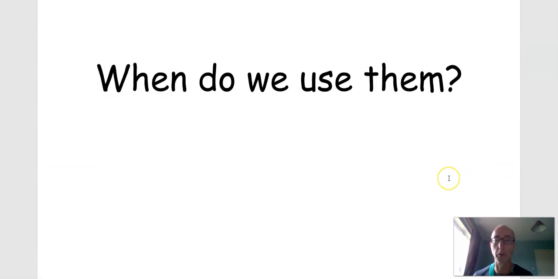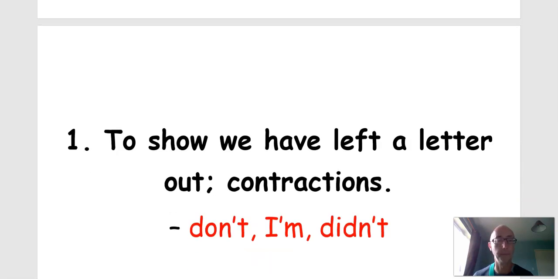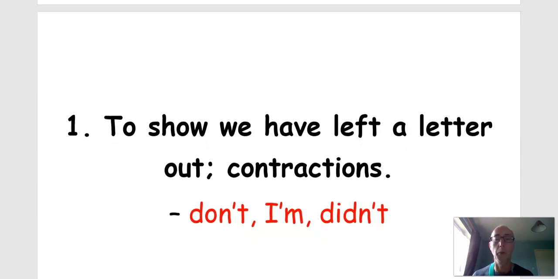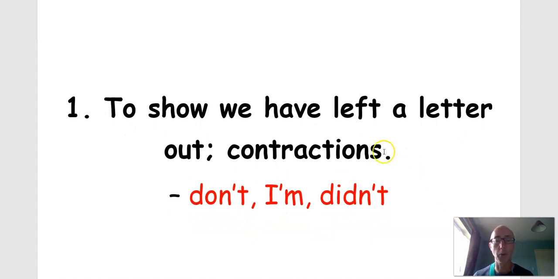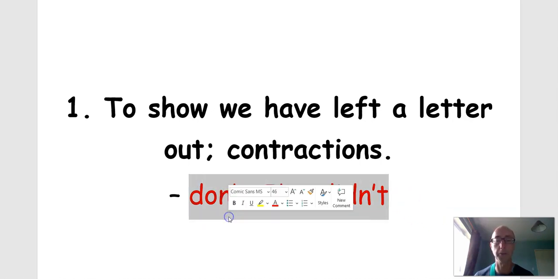So the first question is, when do we use them? Let's look at number one. We use them in contractions. This word here, contractions. A contraction is a shortened form of a word or two words really, and the apostrophe shows that we've left out a letter. So for example, don't, I'm, didn't. There are the examples we have. We use the apostrophe in there.